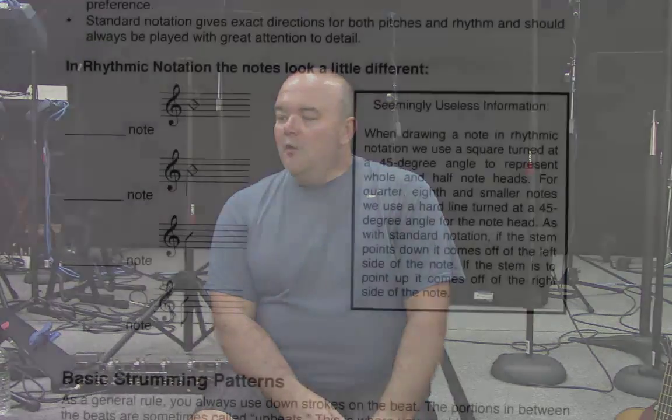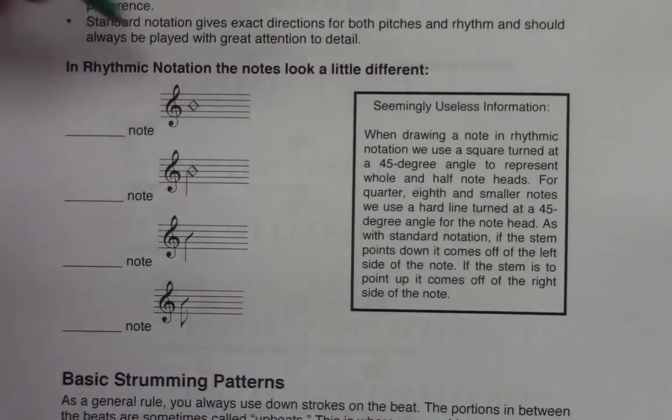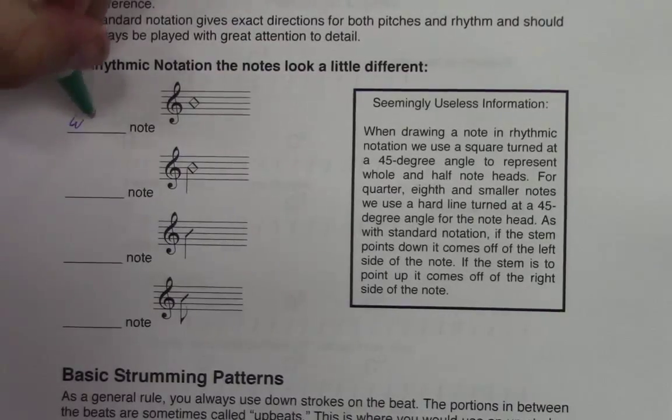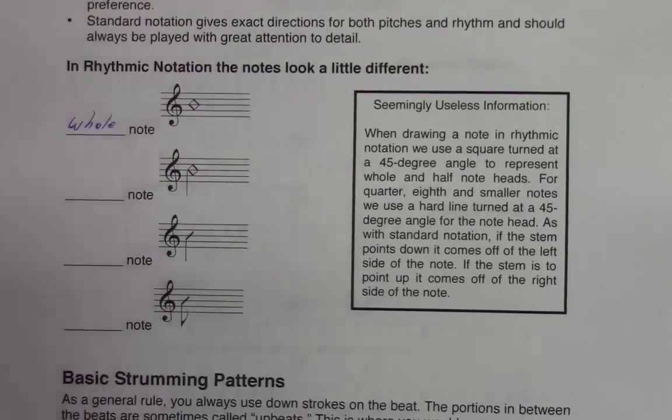Whereas standard notation gives you exactly the pitch, exactly the rhythm, exactly how long to play it. It's very, very detailed. Now, rhythmic notation looks very similar to standard notation, but if you'll notice on your sheet, the notes are different. Now, the whole note, you'll notice it's more like a diamond or a sideways rectangle, however you want to phrase that. But it's still just a big hole.